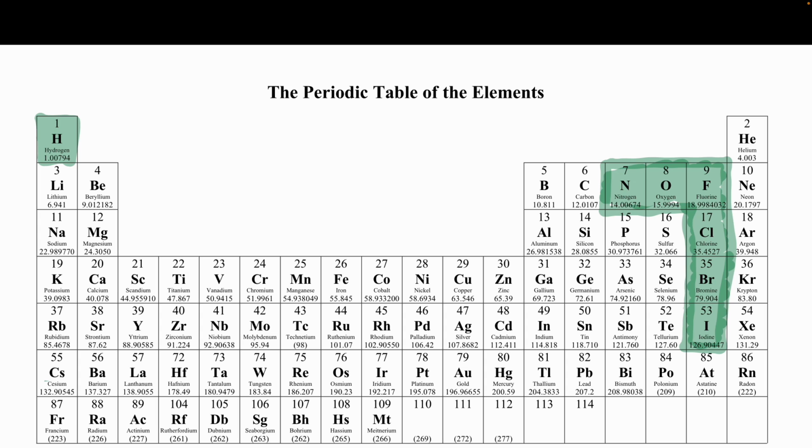Hydrogen is also a diatomic element. So these are our 7 diatomic elements. When I say hydrogen, I don't just mean one atom of hydrogen, I mean the pair, the molecule H2.